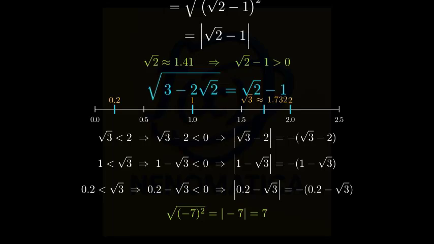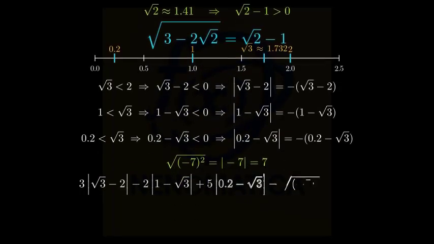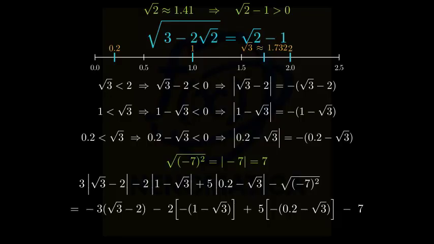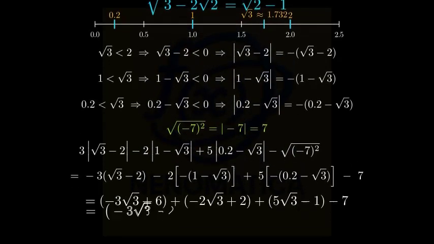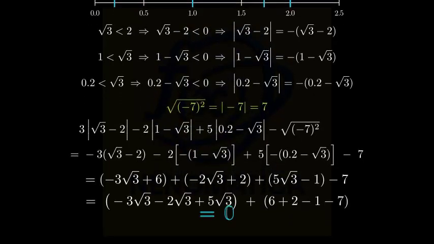Now substitute each absolute value and simplify step by step. Replace each absolute value with its equivalent from our comparisons. Distribute the constants. Combine like terms. The expression simplifies to 0.